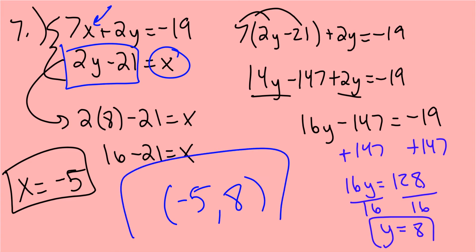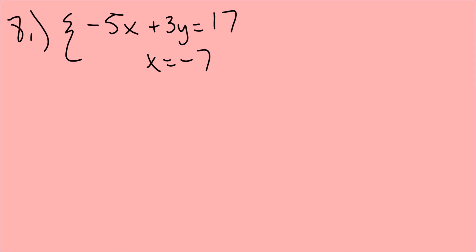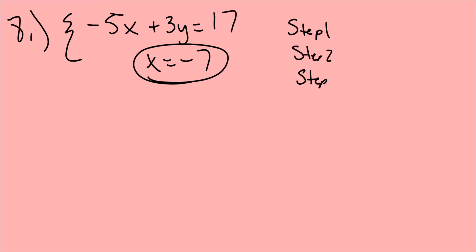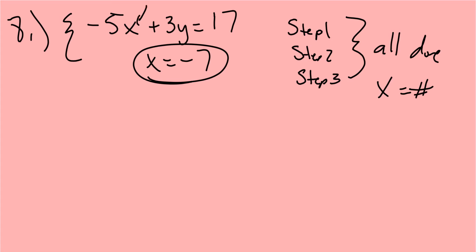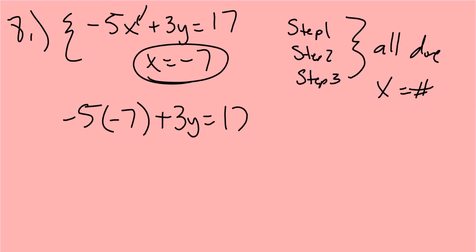And that's it. Alright, number 8 is another easy one because, look, x is equal to negative 7. So not only is step 1 done, step 2 is done, and step 3 is done, because I have a number answer. So now I'm just going to put negative 7 into the top. So I have negative 5 instead of x. I'm going to put 5 times negative 7 plus 3y equals 17. I get negative 35 plus 3y equals 17.